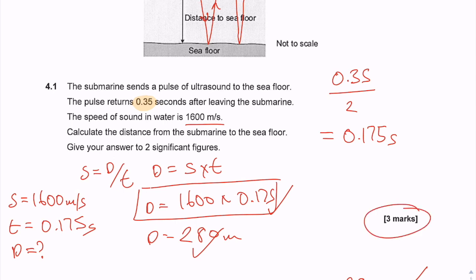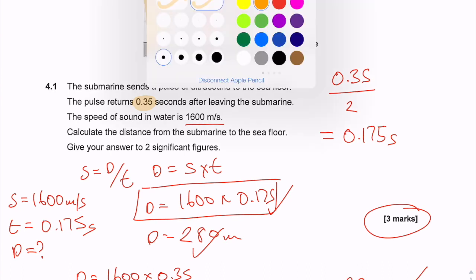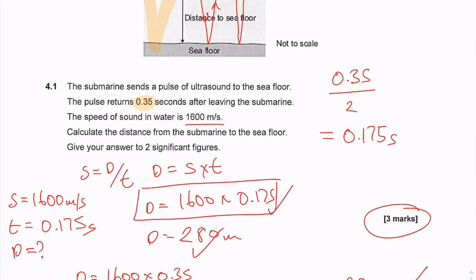There's another way you could have done this. You could have just said the distance is 1,600 times 0.35, which would give you 560. But 560 is going from the top down and back up. That's 560 for the entire journey. So you just divide that by 2 and you get exactly the same answer.